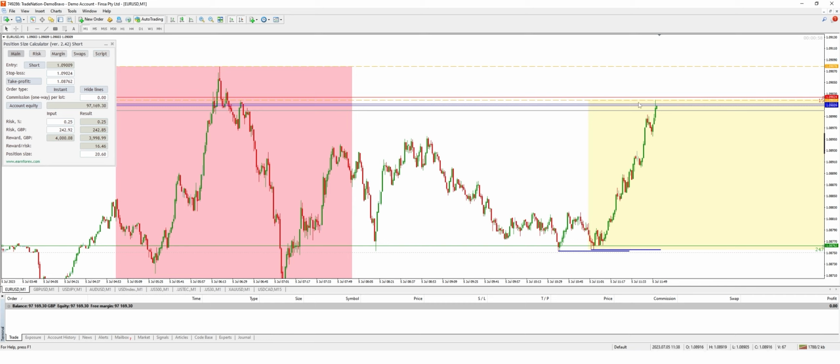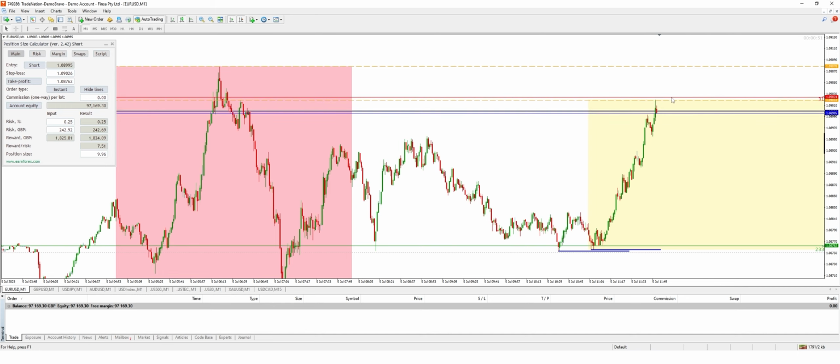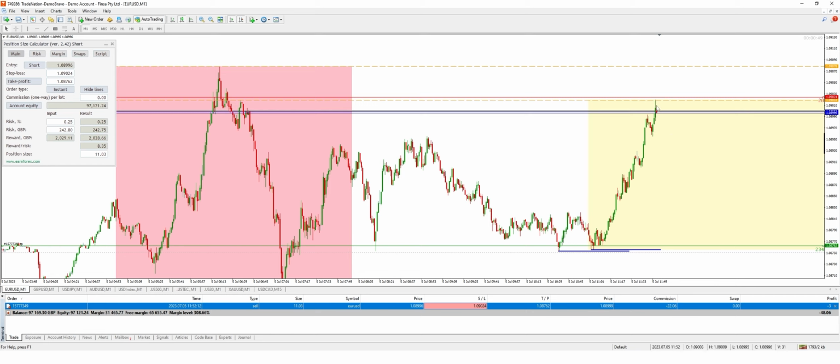So we've taken a high just here and closed back in the range. We can now, with our 15 pip stop, take an entry at this point because price has just taken this swing high liquidity with a wick and has closed back in the range.